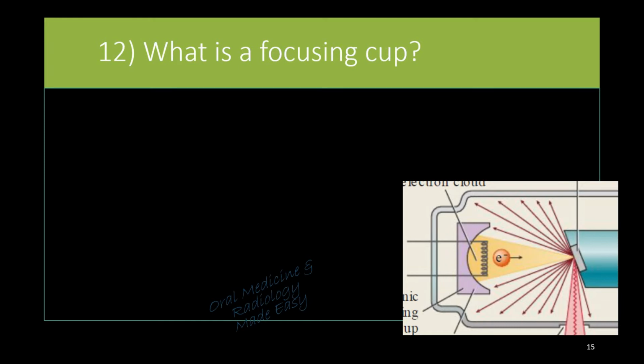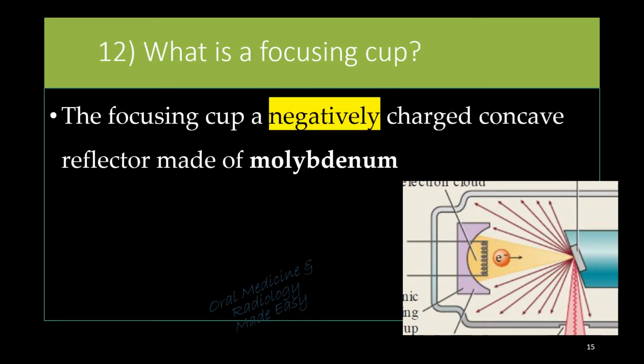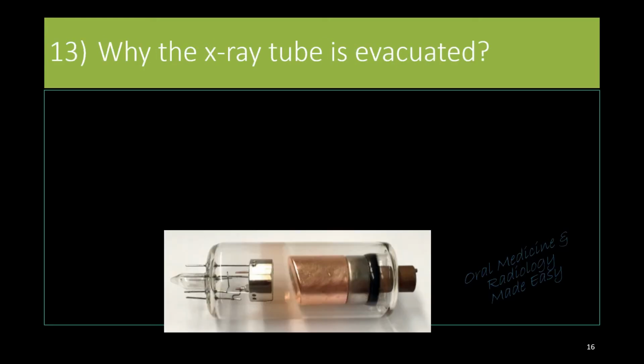What is focusing cup? Focusing cup is a negatively charged concave reflector made of molybdenum. The purpose of focusing cup is to reflect the electrons that are emitted from the tungsten coil, and this is made up of molybdenum.